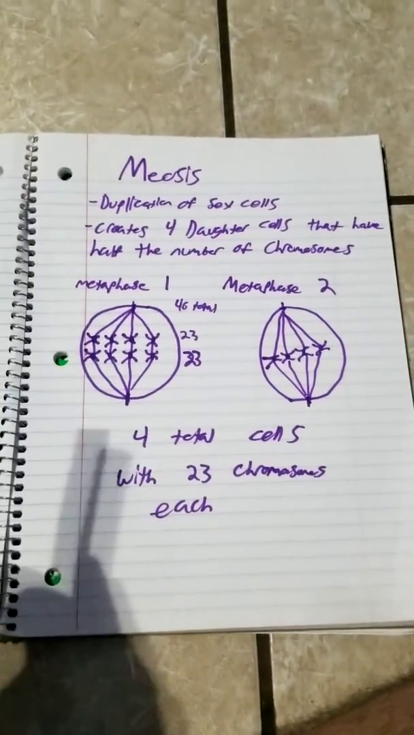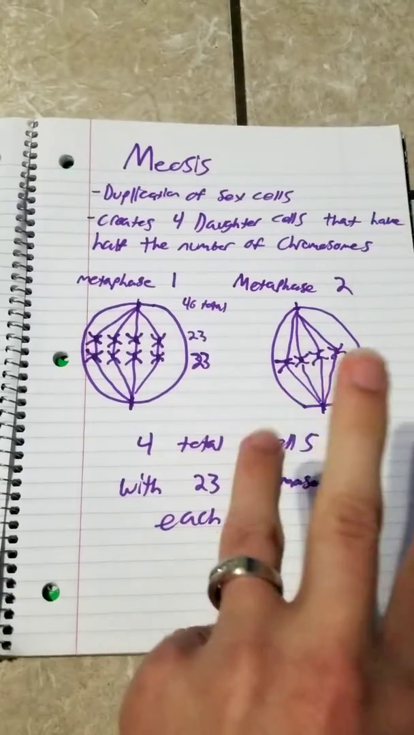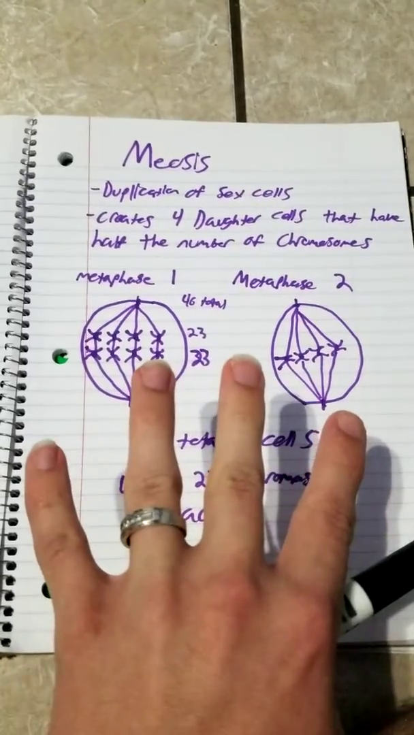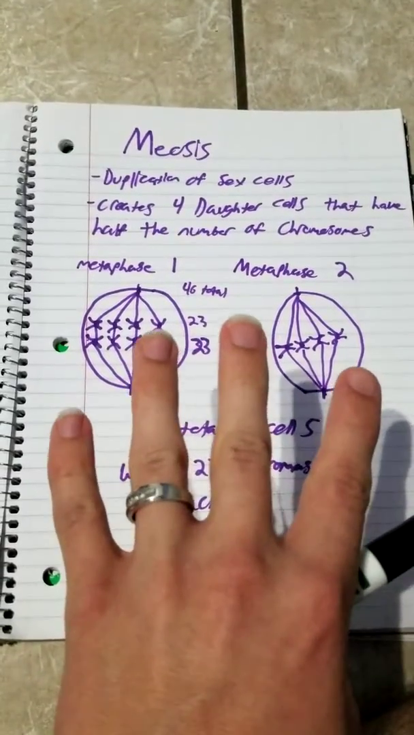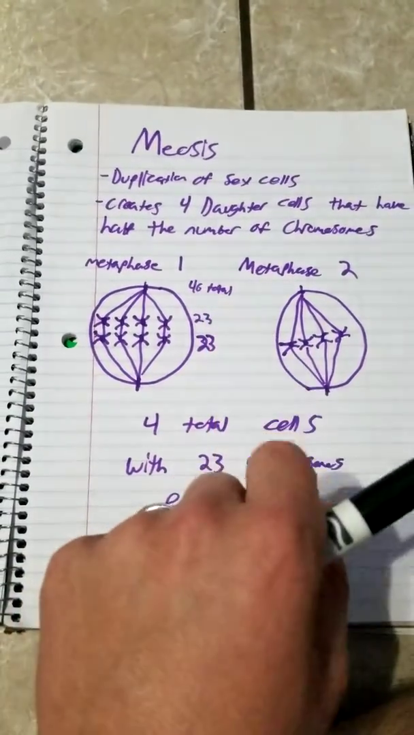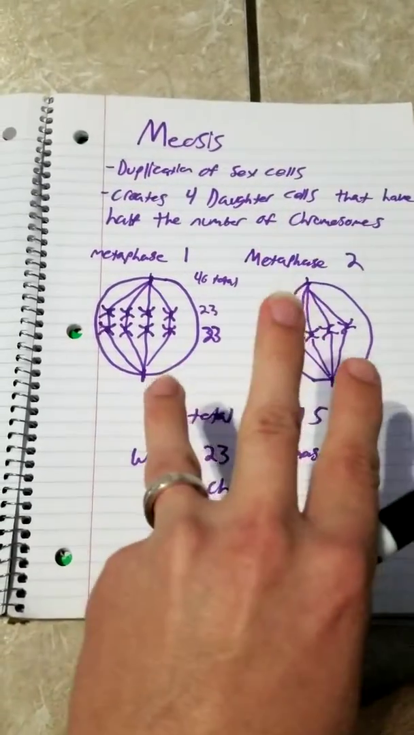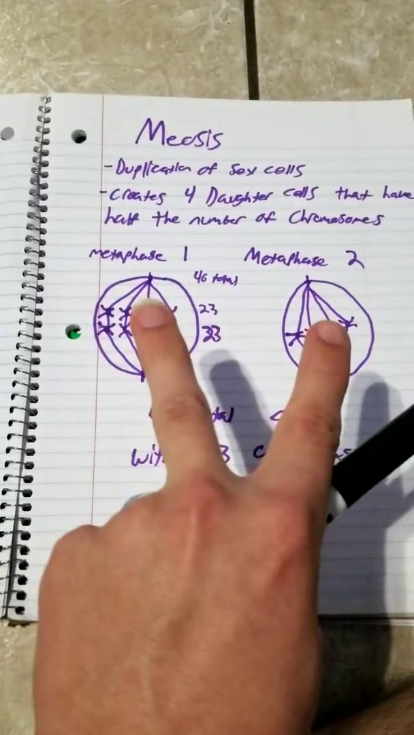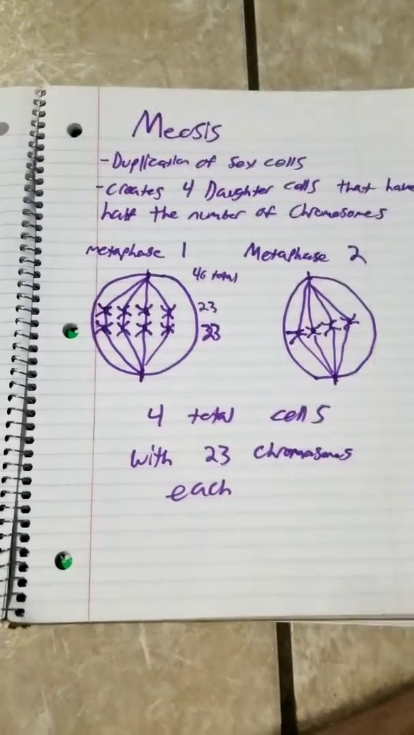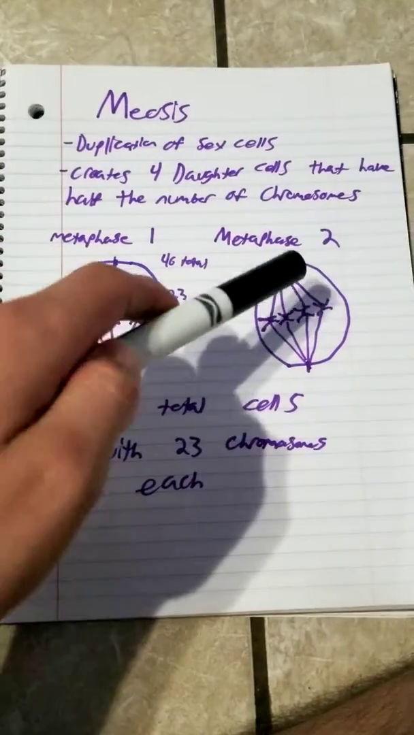Okay, so for meiosis, we're going to have prophase, metaphase, anaphase, and telophase. And we're going to have each of these as prophase, metaphase, anaphase, telophase 1. And then we're simply just going to duplicate that a second time in prophase, metaphase, anaphase, and telophase 2. The only real thing that's different during meiosis is metaphase 1 and metaphase 2.